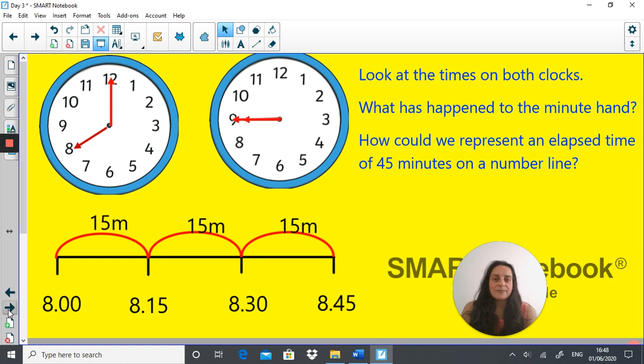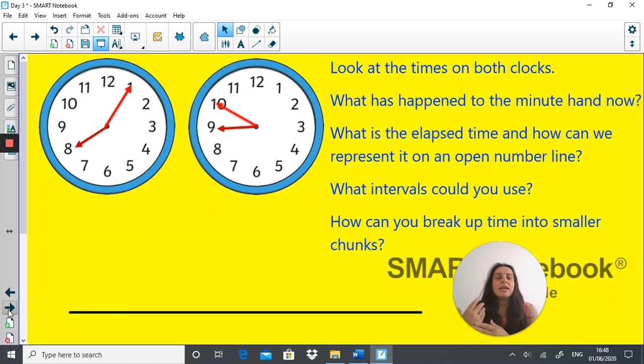Let's practice. Here we go. So look at the time of both clocks. What's happened to the minute hand? How much time has elapsed and how can you represent it on a number line? Okay, if I was you, I would stick to the 15 minutes. So pause the video and create a number line showing how much time has elapsed between the two times on the clock. Off you go.